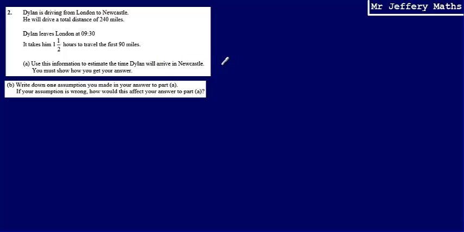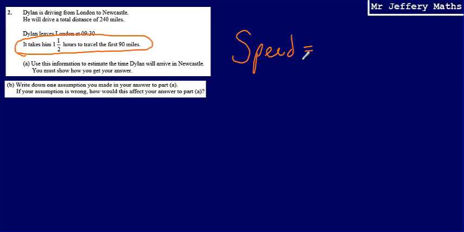We're then asked to use this information to estimate the time Dylan will arrive in Newcastle. Now, what I'm going to do here is assume that this is the speed at which Dylan will continue to travel. So if it's taken him an hour and a half to travel the first 90 miles, I want to work out what his speed is during the first hour and a half, and then extend that and see how long it takes to travel 240 miles at that speed.